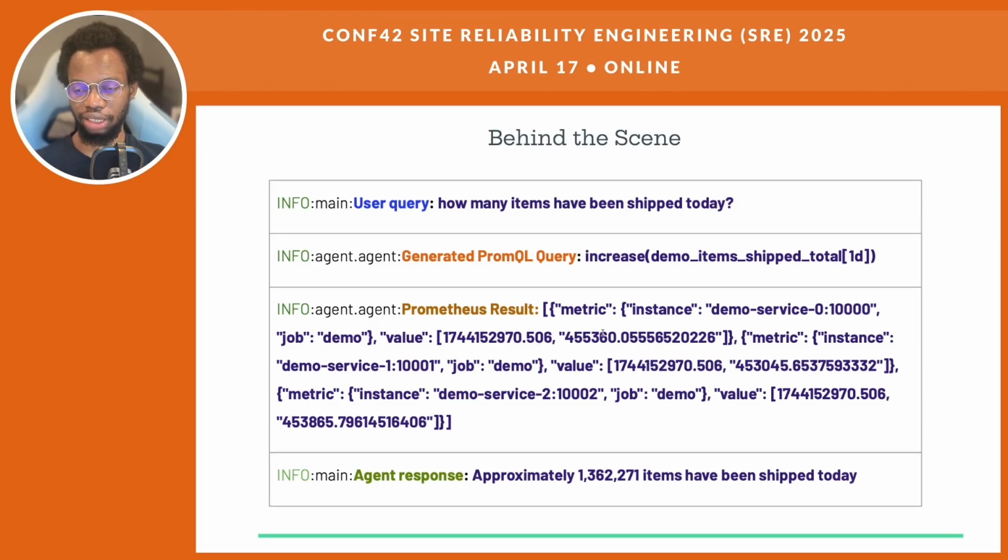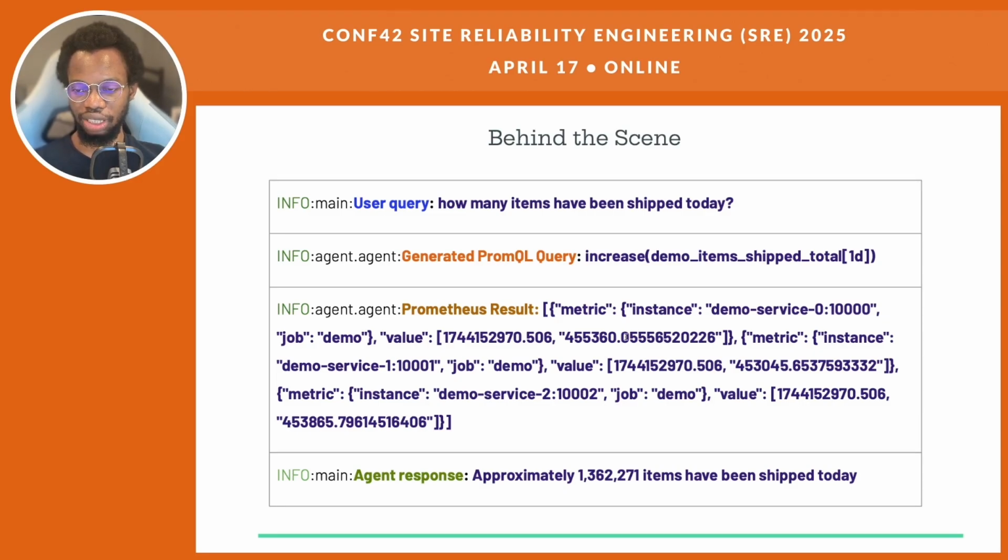And this, I think this is a particularly interesting example because we would see that the demo service actually runs 3 copies of it. So as you can see here, there are 3 instances of the demo service. There is demo service 0, which is the first instance. There is demo service 1, which is the second instance here. And then there is demo service 2, which is the third instance.